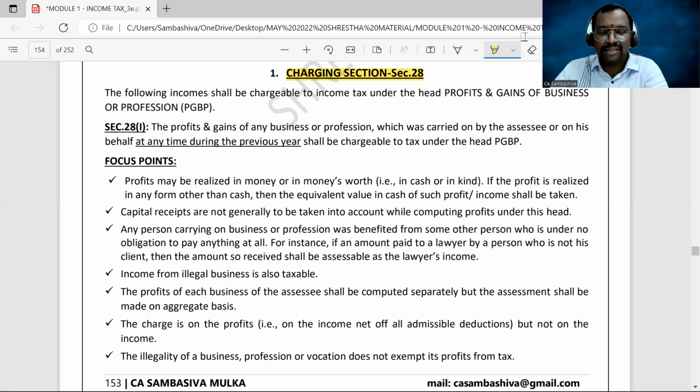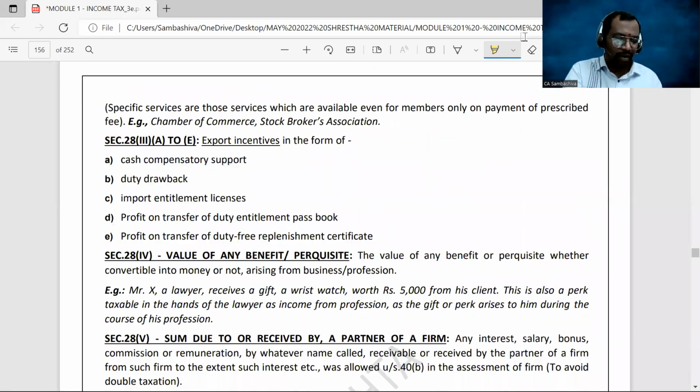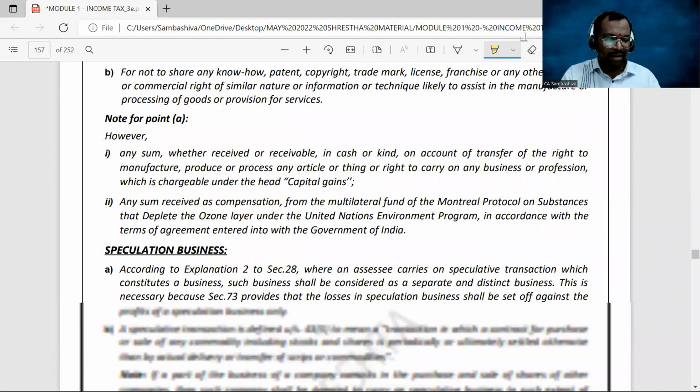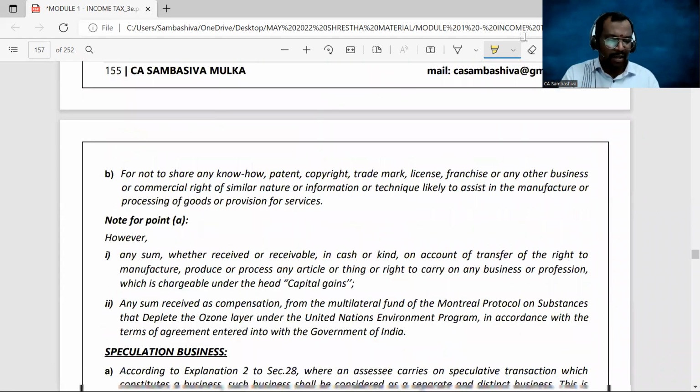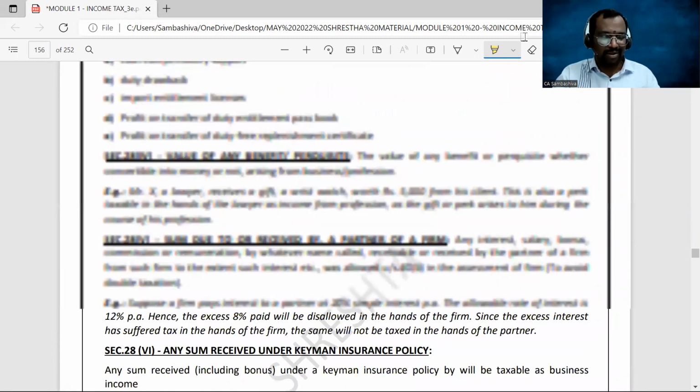But the PGBP charging section is a very lengthy charging section, sir. It takes at least 2 hours to complete the discussion. It has clauses like you can see here: section 28 clause 1, section 28 clause 2, compensation, section 28 clause 3, clause 4, clause 5, and like this up to section 28 clause 9. So totally there are 9 clauses in the PGBP charging section. Let us start one by one, sir.